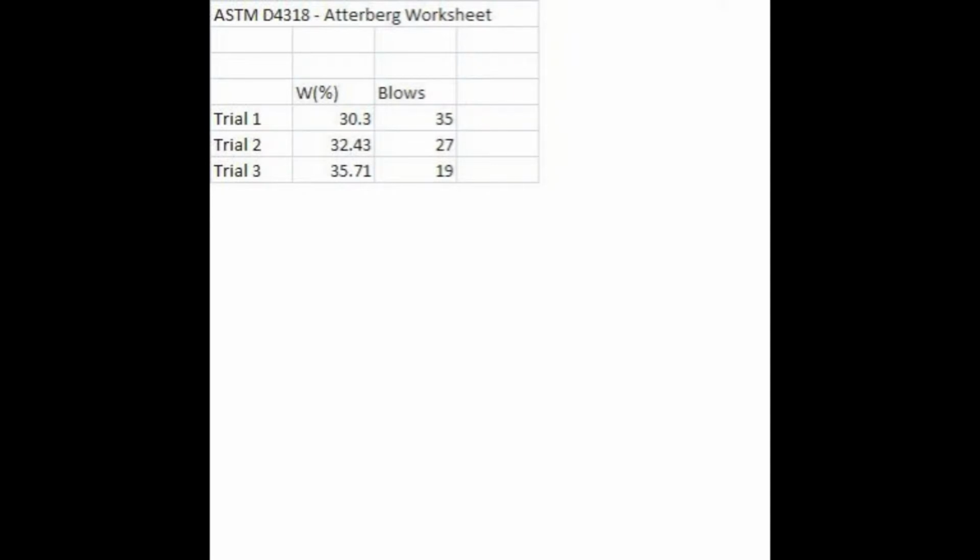For the data reduction section, we will first analyze the liquid limit results. This is an Atterberg worksheet. Here's a table with trials in the left-hand side column, then the moisture content corresponding to the trial number, and finally blow counts that also correspond to the same trial number. We will plot these results to extrapolate our liquid limit.